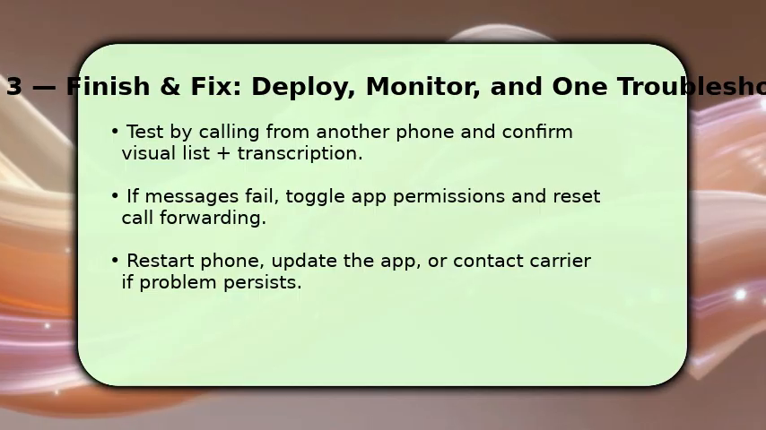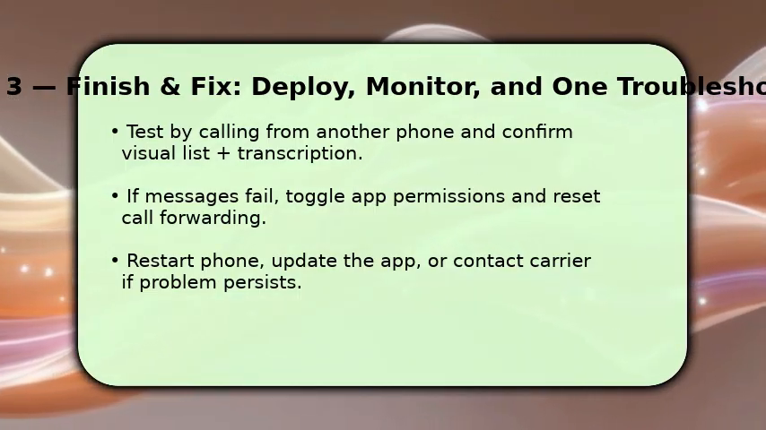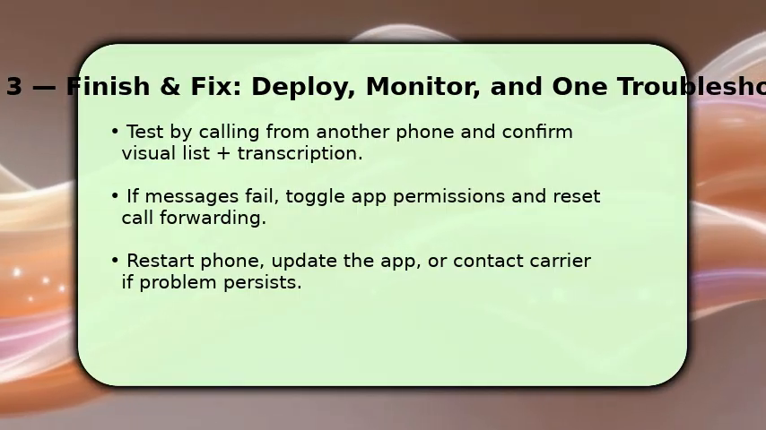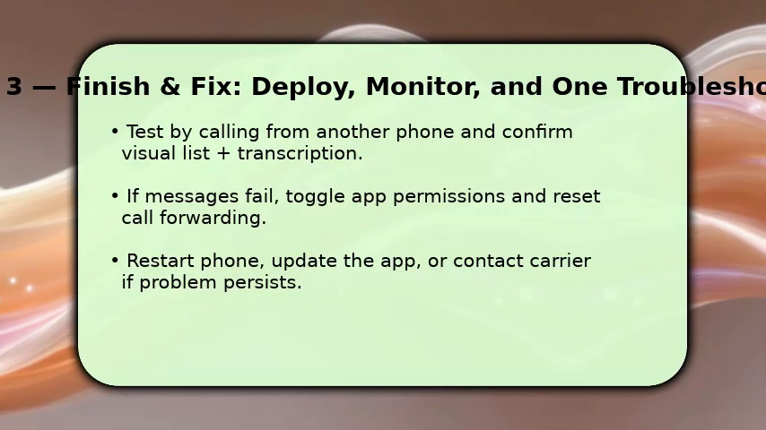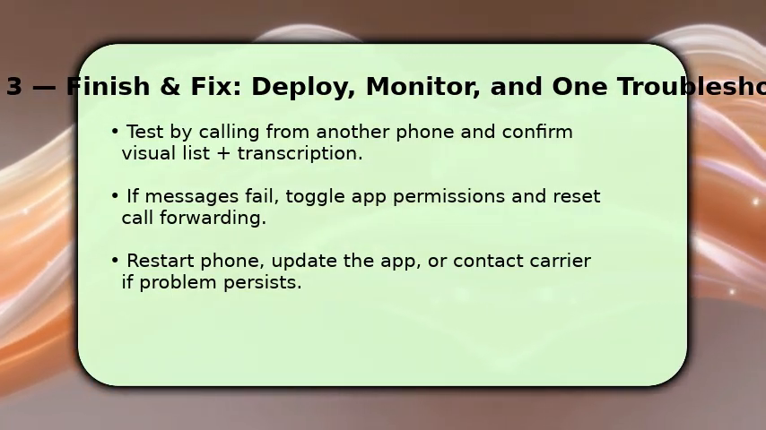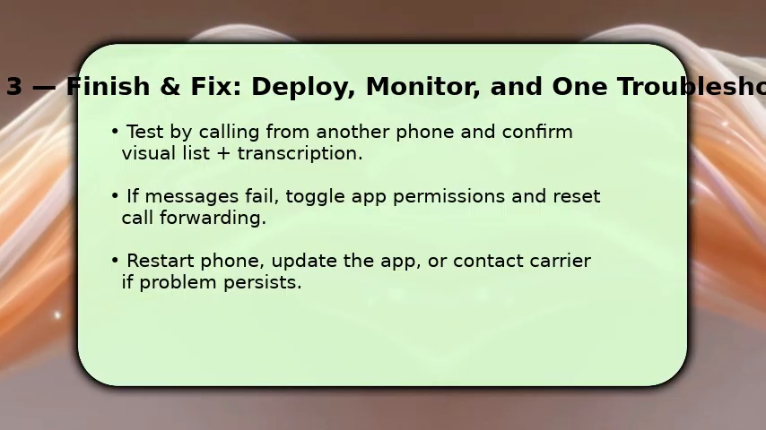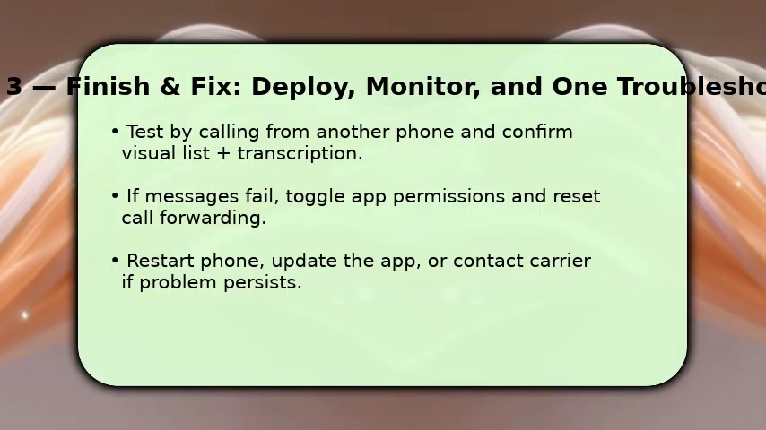If you don't, first toggle the app's permissions and background data, then check conditional call forwarding codes. Disable and re-enable them if needed. Restart your phone and update the app. If issues persist, contact your carrier to verify visual voicemail support and correct voicemail routing. That single check often resolves persistent failures.